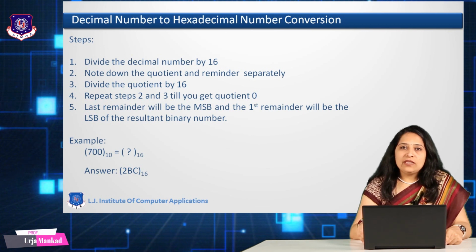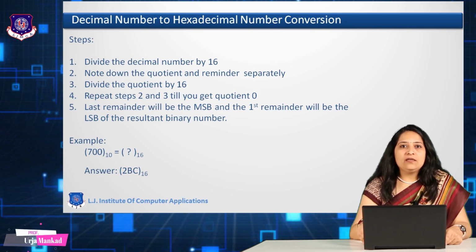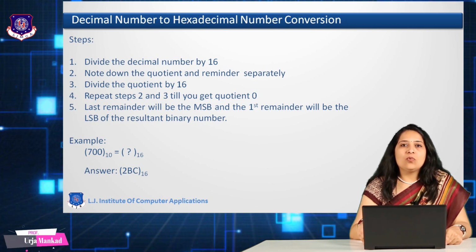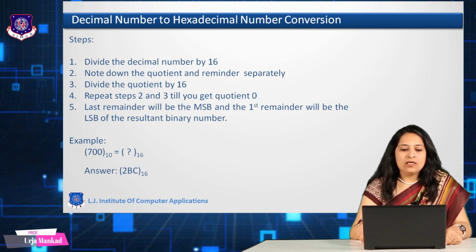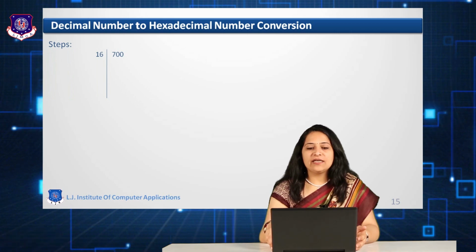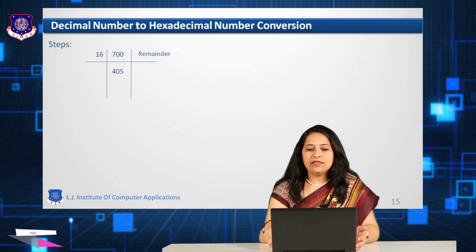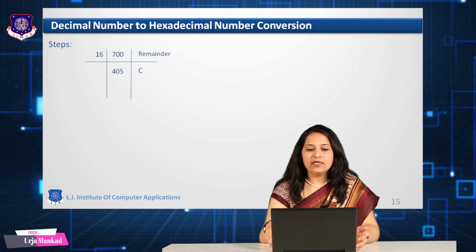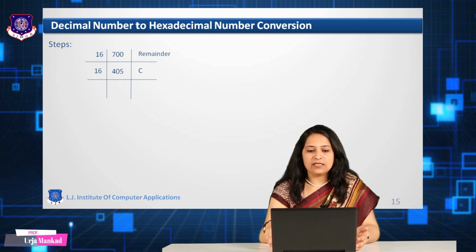Okay. So, all the steps are the same. Just if the remainder is 10 or more than 10, we have to write the letters A, B, C, D, E, F respectively. Let's see the example. Here are the steps for converting the decimal number 700 into hexadecimal. So, we will divide 700 by 16 as we need to convert it into a hexadecimal number. We will be collecting the remainder and quotient, that is 43, and the remainder is 12. Now, when the remainder is 12, we have to write it as C.